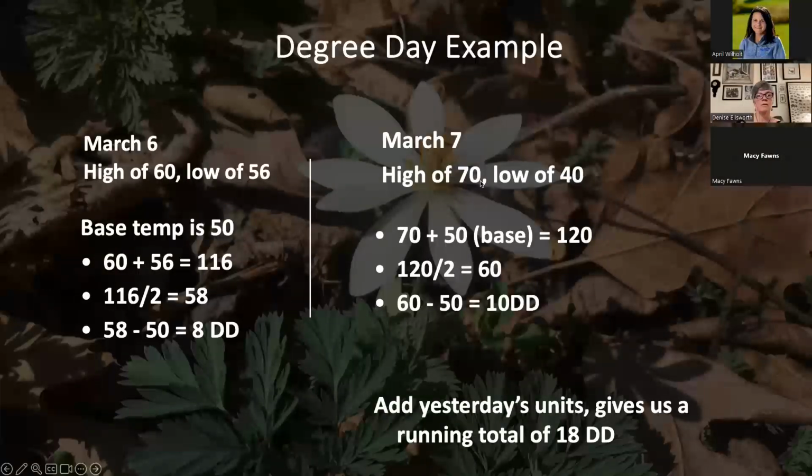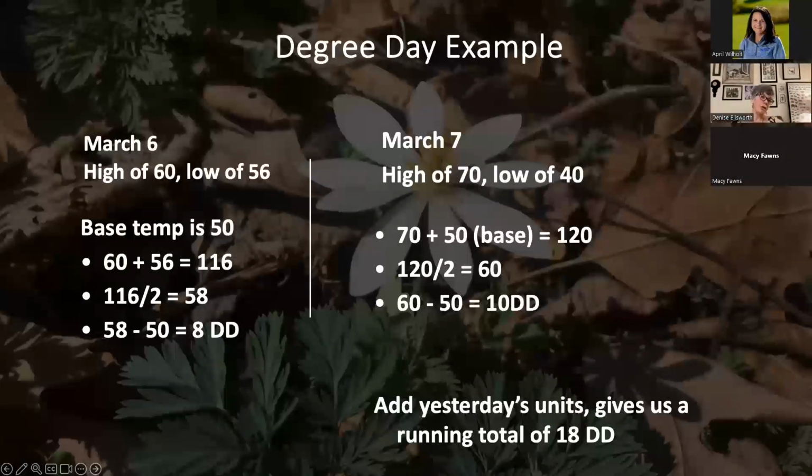So here on March 7th, we have a high of 70 and a low of 40. We don't use 40, right? Because that's below our base. So we use 70, the high, plus 50, not 40. We use the base. That gives us our daily average, our high plus our low, we use the base, divided by 2, gives us 60, minus our base. And now we have 10 growing degree day units that have accumulated on March 7th.